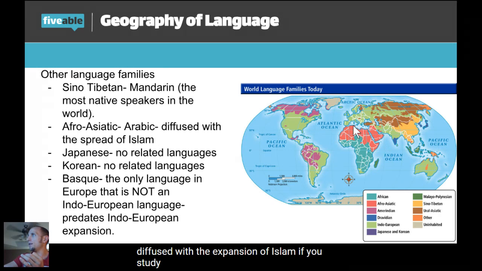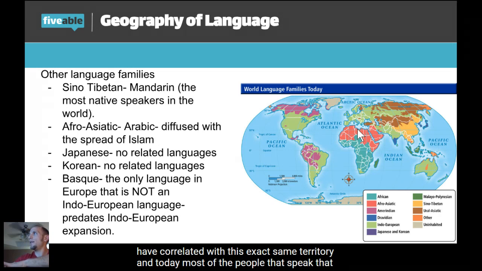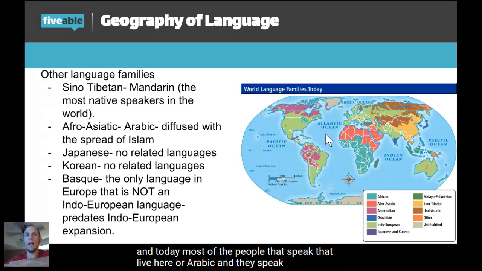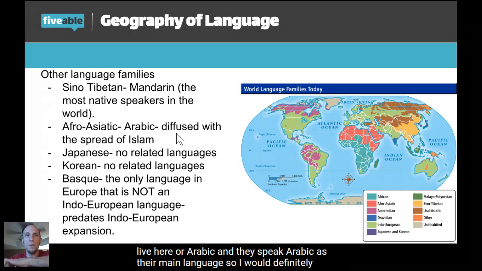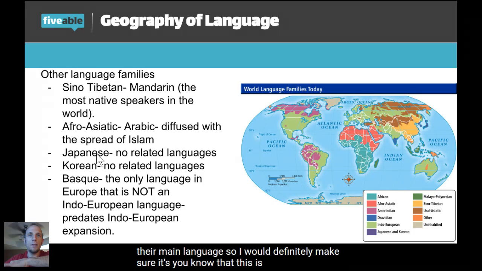If you study Islamic expansion, you can see that the Umayyad and Abbasid dynasties or caliphates would have correlated with this exact same territory. And today, most of the people that live here are Arabic, and they speak Arabic as their main language. So I would definitely make sure that you know that. This is the same stuff.